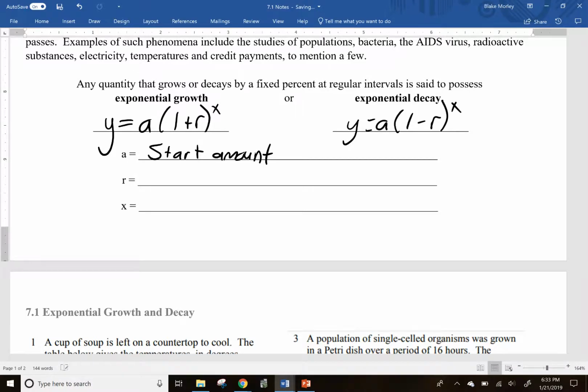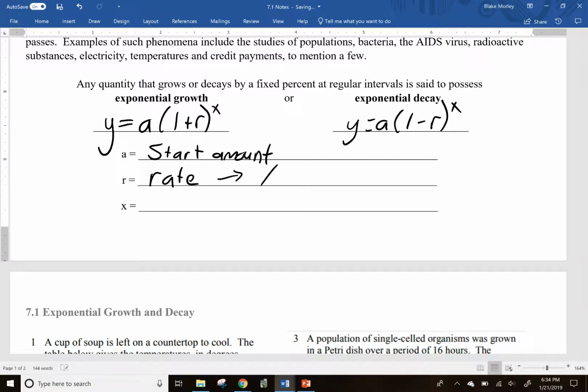So that's kind of what you have on day one. If you deposit $1,000 in a bank and then it grows over time, your A value is $1,000, because that's what you started with. That's what you put in originally. So A is your initial amount, your starting amount. R is rate.